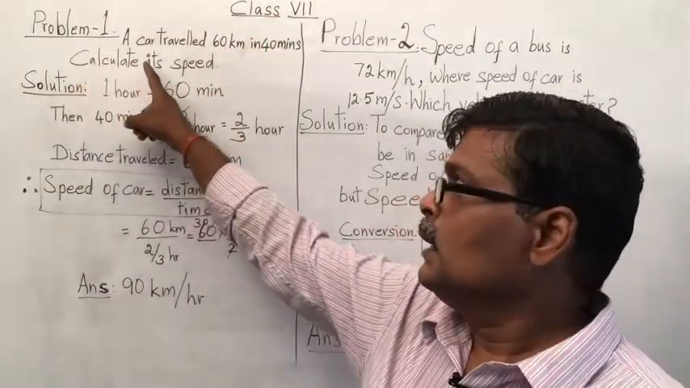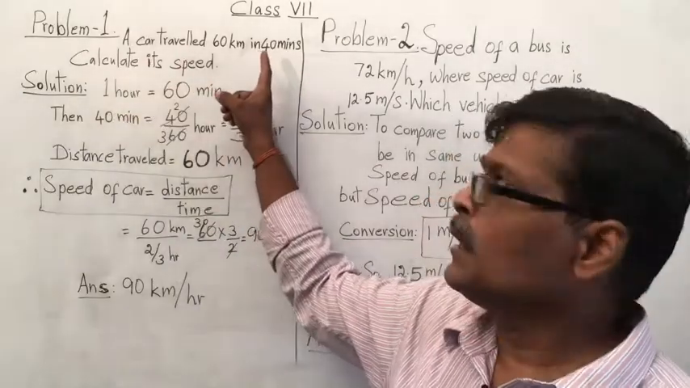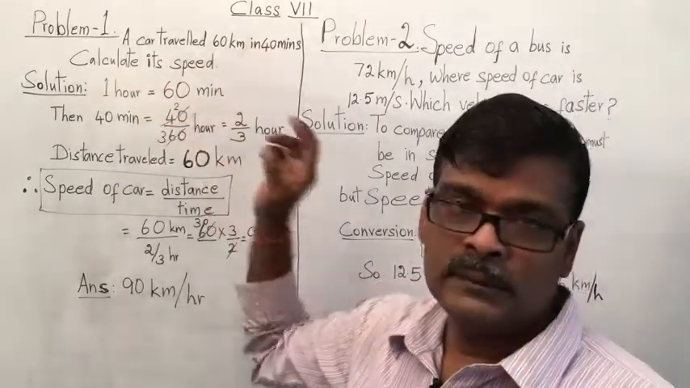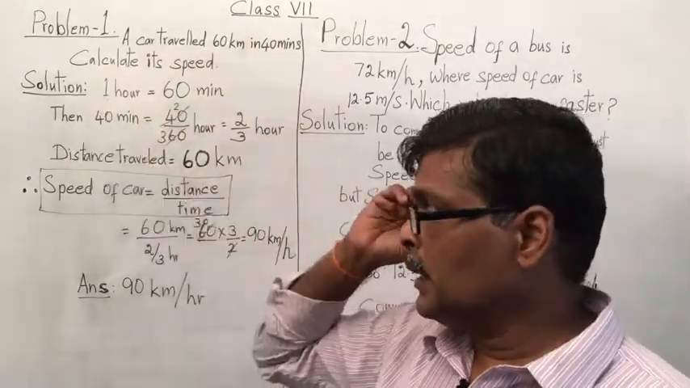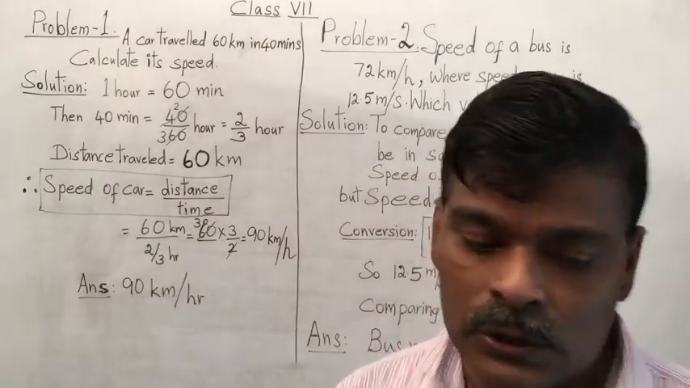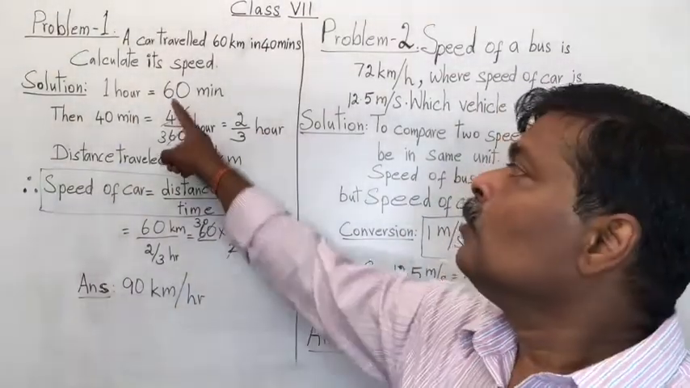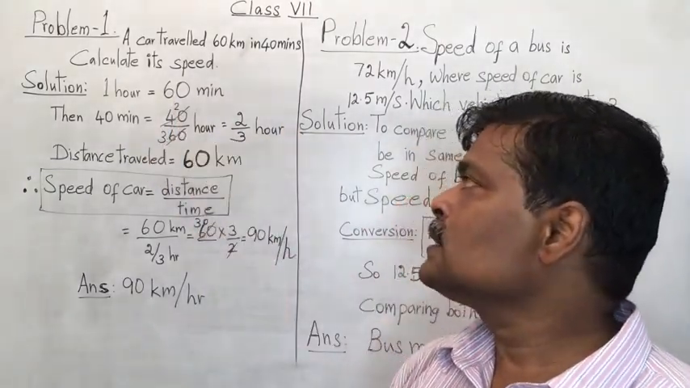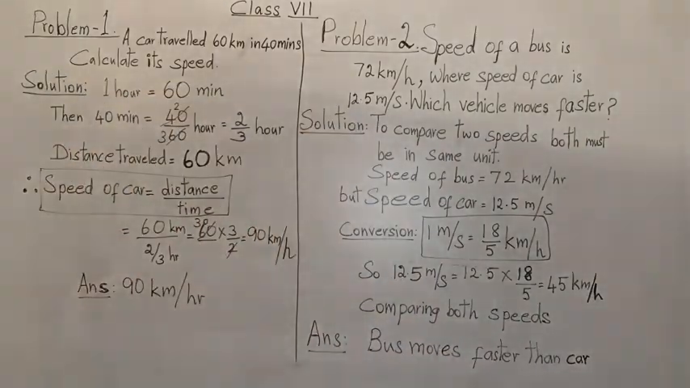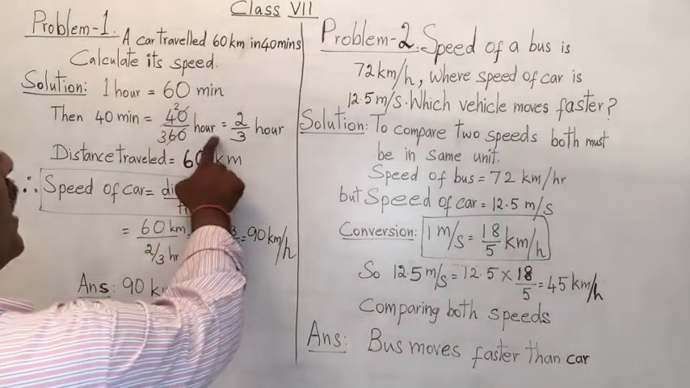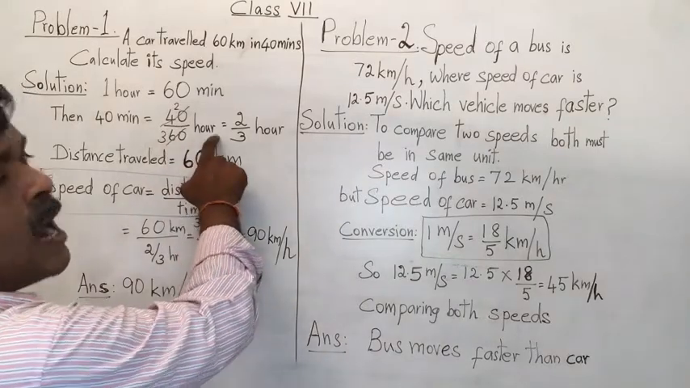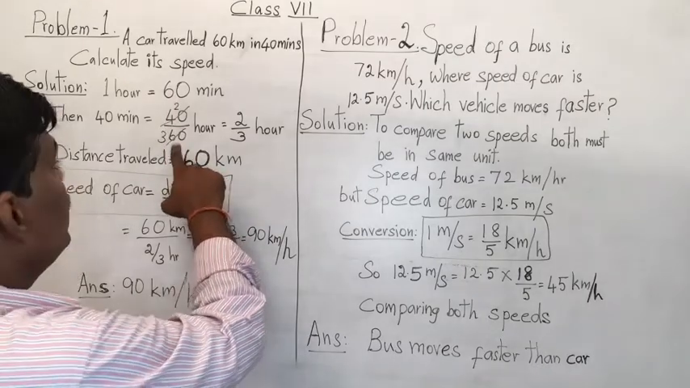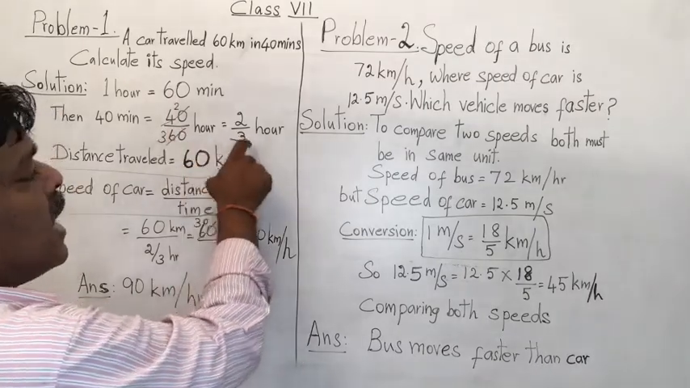Problem 1. A car travels 60 kilometers in 40 minutes, then calculate its speed. That is the question given. For the solution, we need 1 hour is equal to 60 minutes. Then 40 minutes is equal to 40 divided by 60 hour, which after cancelling numerator and denominator gives 2 by 3 hour.